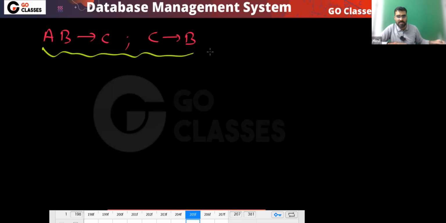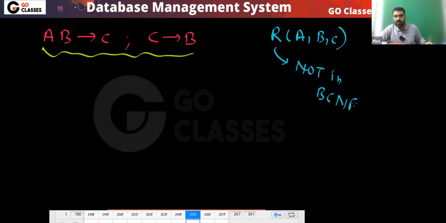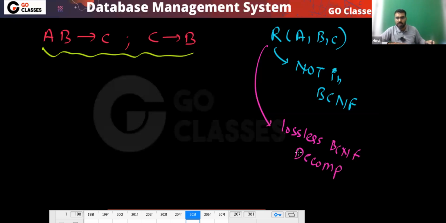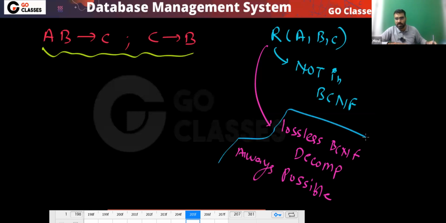If you want to preserve this, you can notice your relation R is not in BCNF. Now, whatever you do, of course, you can give lossless BCNF decomposition. There is no problem in that. Lossless BCNF decomposition is always possible.